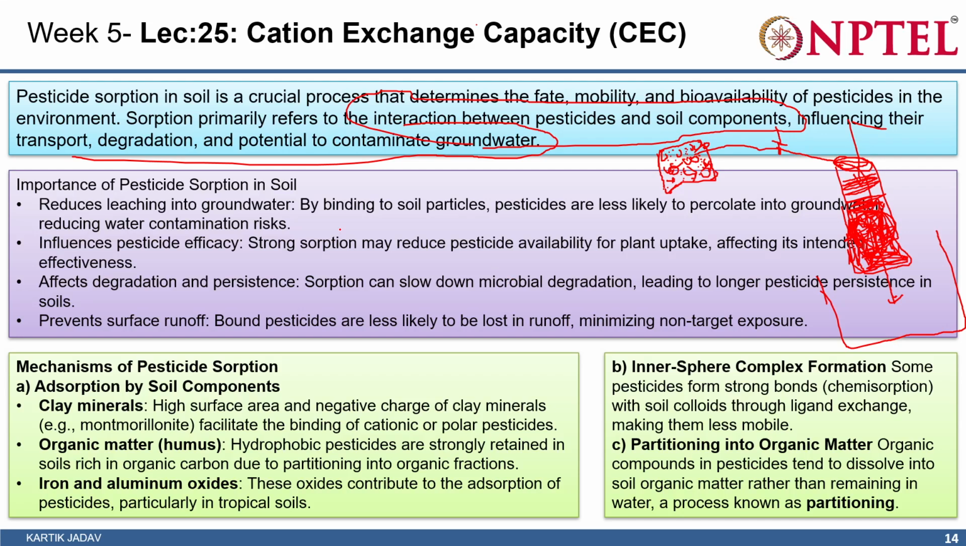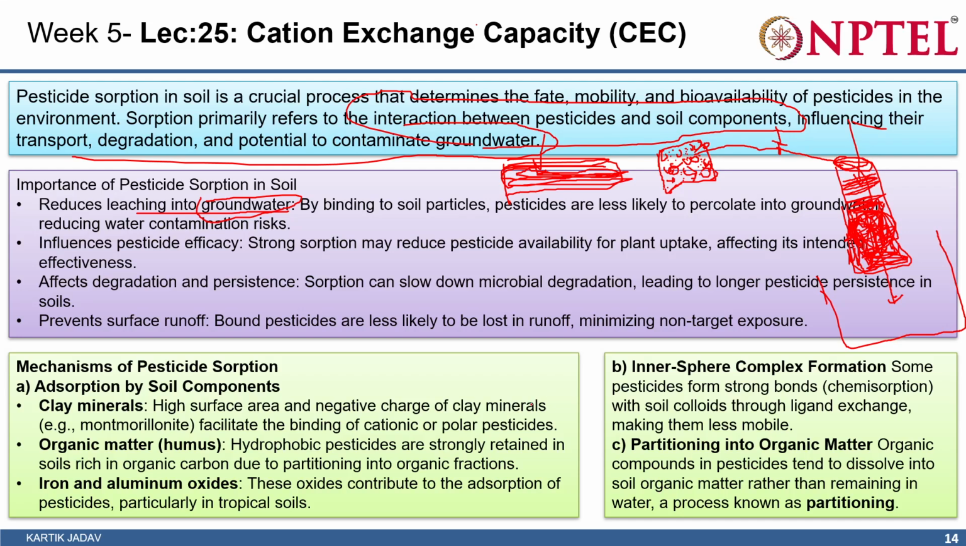Before we focus in detail on this concept, let's understand the importance of pesticide sorption in soil. If a particular soil has a higher sorption capacity, it generally reduces the leaching of these contaminants into the groundwater. By binding to soil particles, pesticides are less likely to percolate into the groundwater. It influences pesticide efficacy. Whenever a particular soil has a higher sorption capacity and the pesticide is not moving down, it means it is retained on the top surface and is available throughout the crop season, right? It means farmers require less pesticide or fertilizer.